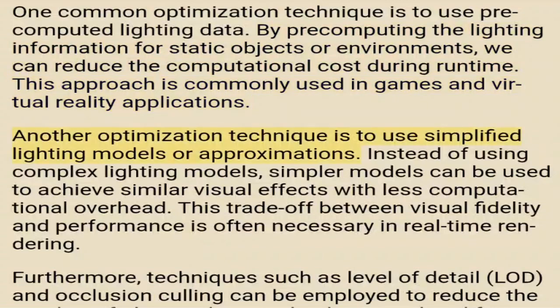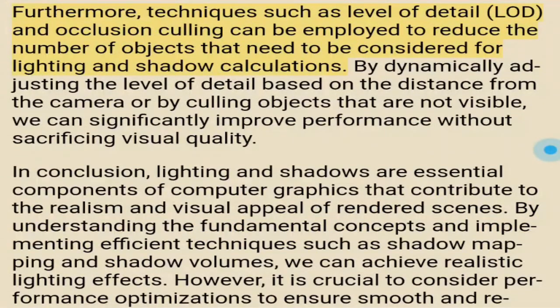Another optimization technique is to use simplified lighting models or approximations. Instead of using complex lighting models, simpler models can be used to achieve similar visual effects with less computational overhead. This trade-off between visual fidelity and performance is often necessary in real-time rendering. Furthermore, techniques such as level of detail (LOD) and occlusion culling can be employed to reduce the number of objects that need to be considered for lighting and shadow calculations. By dynamically adjusting the level of detail based on the distance from the camera or by culling objects that are not visible, we can significantly improve performance without sacrificing visual quality.